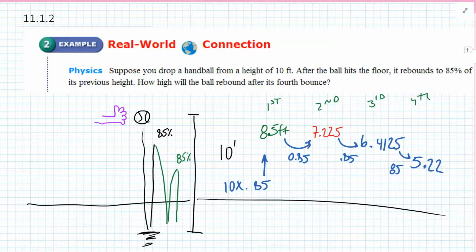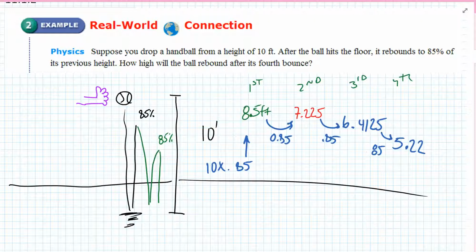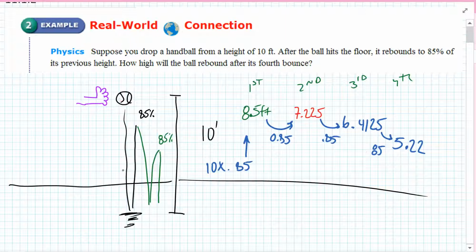Okay. Next example. Real world connection. I've kind of already drawn this diagram for us. So it says physics. Suppose you drop a handball from a height of 10 feet. After the ball hits the floor, it rebounds to 85% of the previous height. How high will the ball rebound after its fourth bounce? So let's look at this. So I let it go at 10 feet. Hits the ground, bounces up 85%. Hits the ground, bounces up 85% of the previous bounce, so on and so forth.